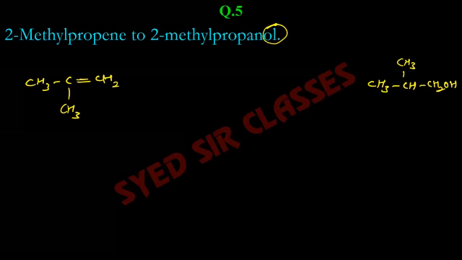So how do we convert it? We can use hydrolysis, but that will introduce OH on the middle carbon. That will introduce OH on the middle carbon. So what we need to do? Okay, aqueous KOH.